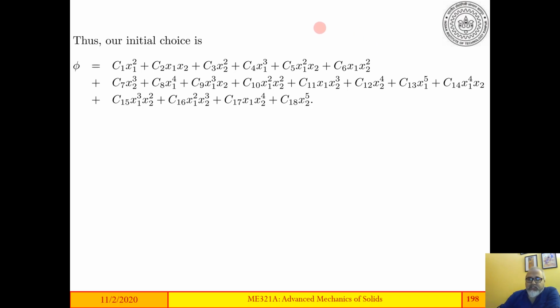Another thing that needs to be satisfied is del 4 phi equal to 0. There are no body forces in this problem. So del 4 phi equal to 0 is the governing equation, the biharmonic equation for the Airy stress function, that needs to be satisfied. So once I have made this initial choice based on my expectation that I at least want to fulfill the Euler-Bernoulli beam theory equations, I want to get those equations.